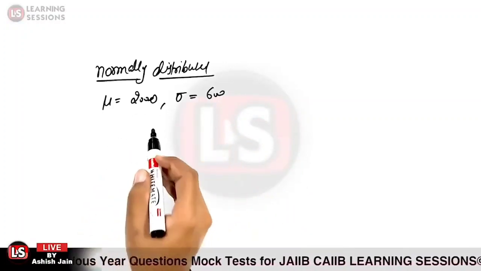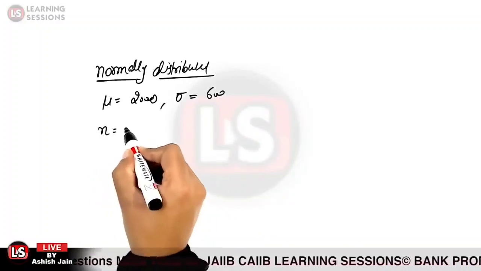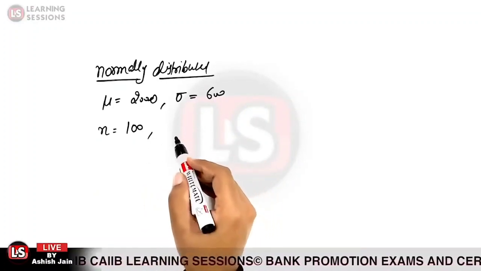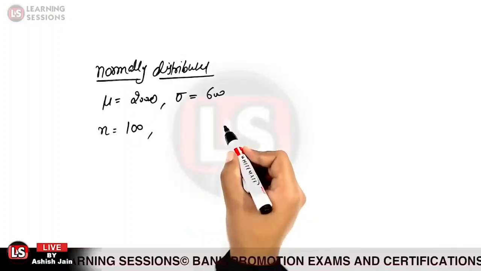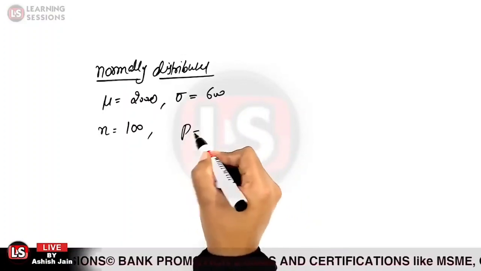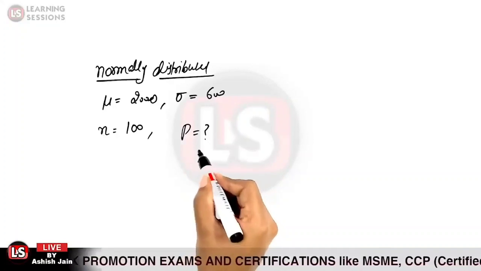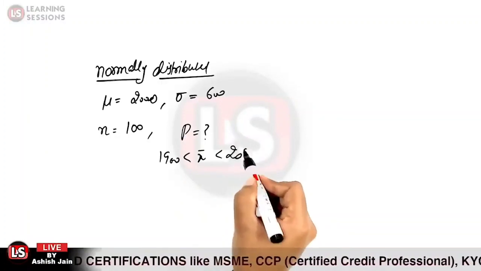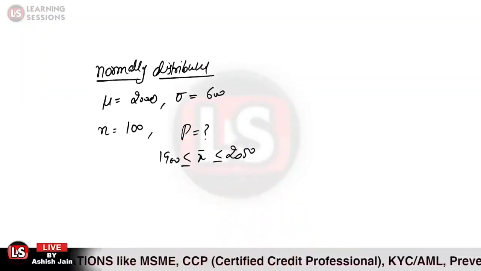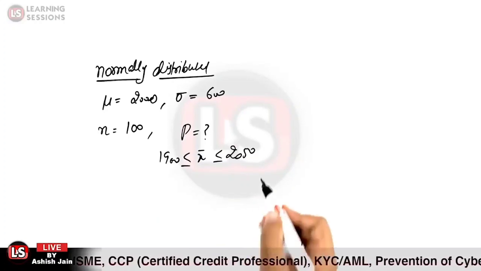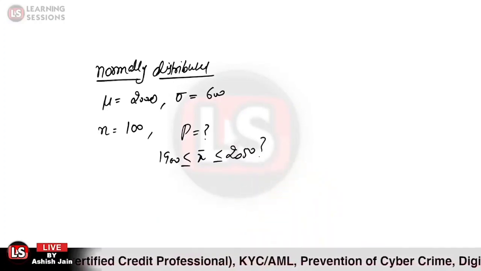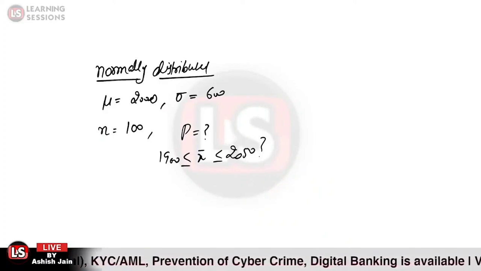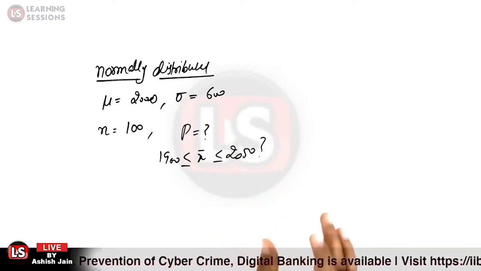And if the bank takes a random sample of 100 accounts, what is the probability that the sample mean will lie between 1900 and 2050? So we need to calculate the probability that the sample mean, x bar, will be lying between 1900 and 2050. So how can we solve this particular question? Let me tell you how we can solve it.